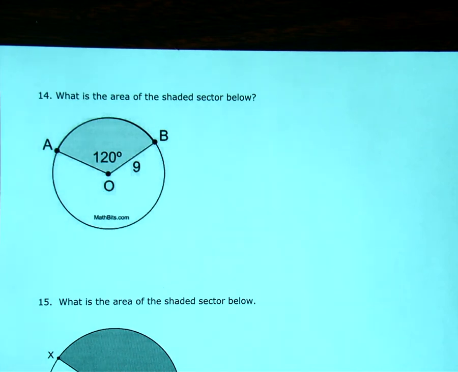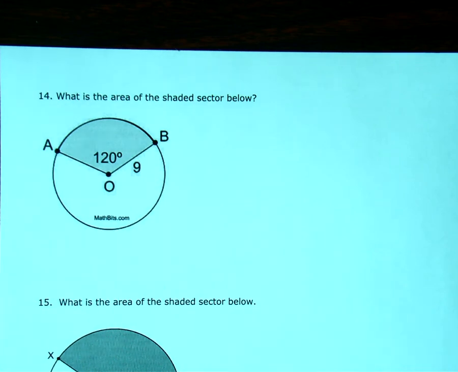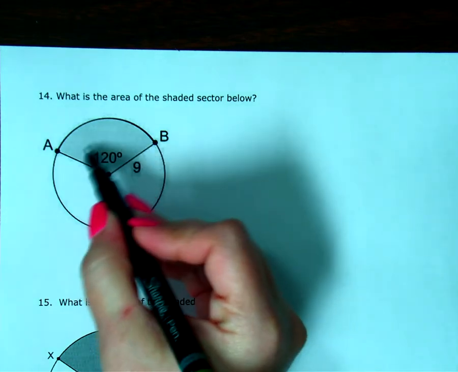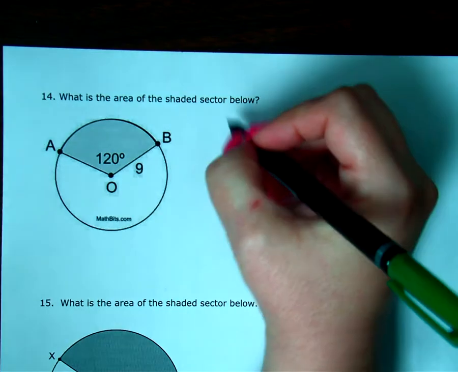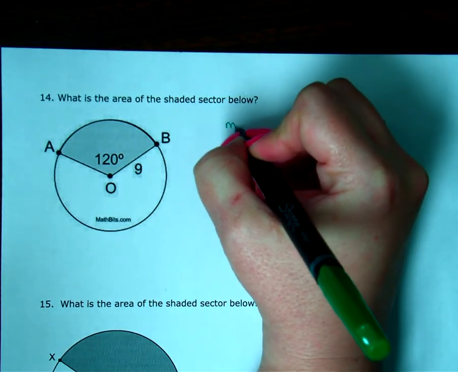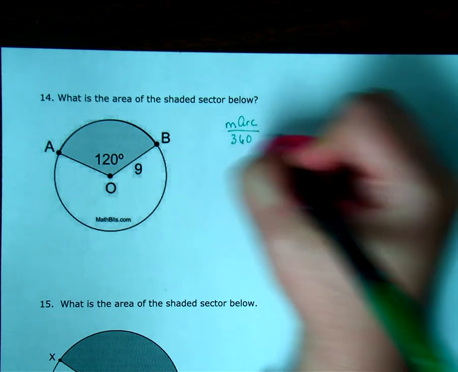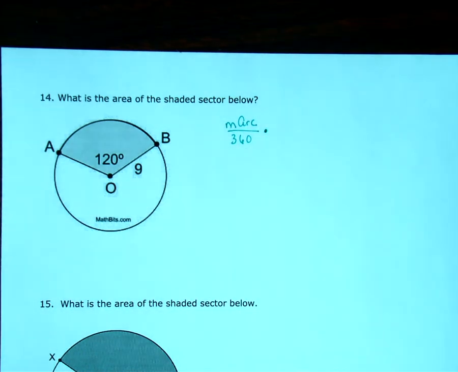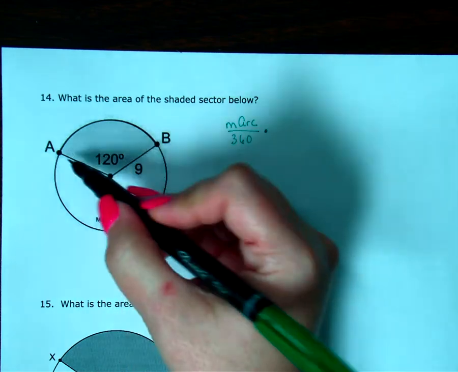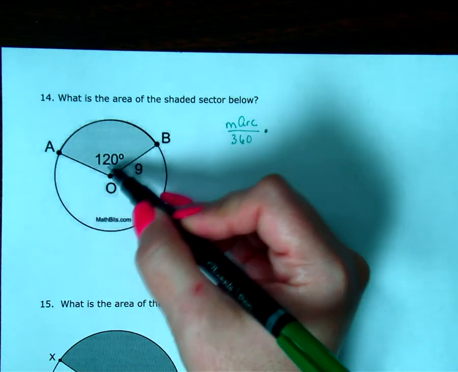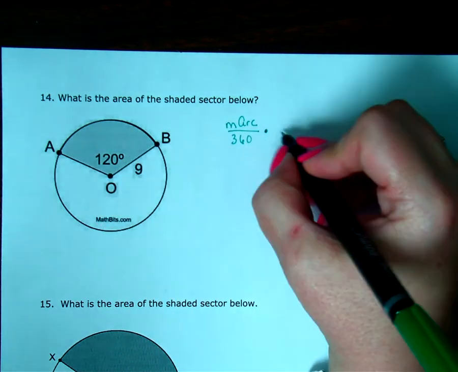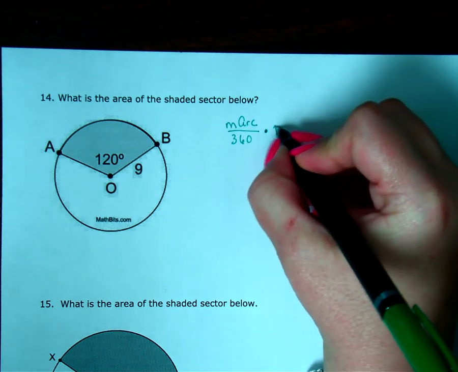We're going to do problems 14 and 15. What is the area of the shaded sector below? Now again, this is very similar to the last two problems we did. The only difference is this time we do want the area. Okay? So it's still going to be the measure of the arc over 360. How much of the circle are we looking at? But this time, instead of times 2 pi r, the circumference, this time we want part of the area. So we're going to use our area formula, which is pi r squared.